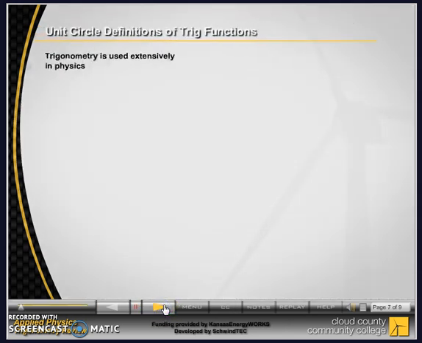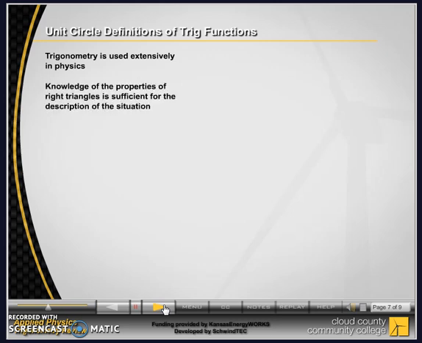Trigonometry is used extensively in physics. Anytime a direction must be indicated for a quantity, there is a very good possibility that trigonometry will be required. In many physics applications, knowledge of the properties of right triangles is sufficient for the description of the situation. Right-angle trigonometry is based on certain ratios and relationships that hold for all right triangles.